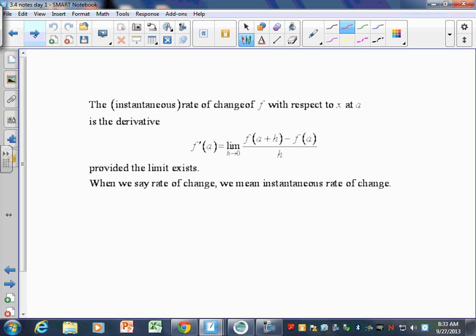This is not something new. The instantaneous rate of change of f with respect to x is the derivative of this, right? This was the old way we did derivatives. Remember those lovely limit things? And then we talked about instantaneous rate of change, instantaneous velocity. When we say the rate of change, we mean the instantaneous rate of change, as opposed to, remember from the last test, what does average rate of change mean?